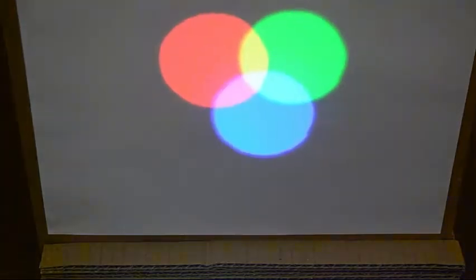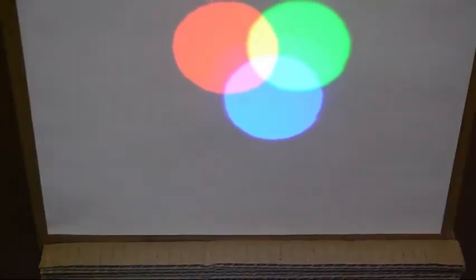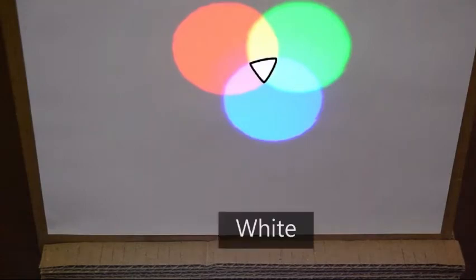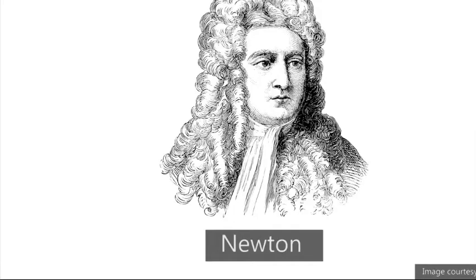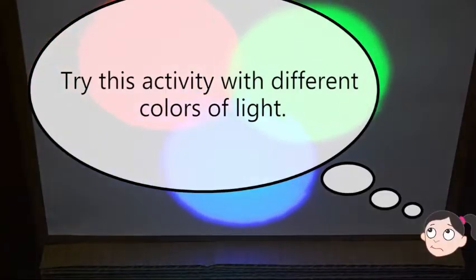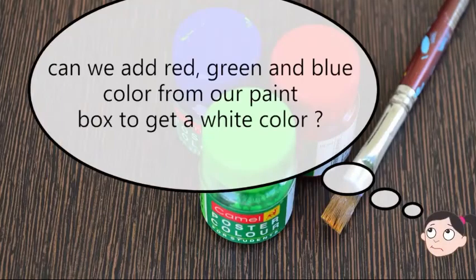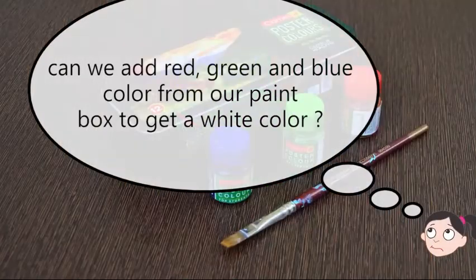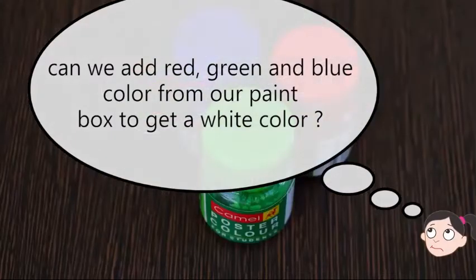If we add a third color to it, that is blue, the resulting color changes again. Instead of greenish reddish blue or yellowish blue, it is white. Newton is known for his famous work in this area as well. Try this activity with different colors of light. Just like this flashlight activity, can we add red, green and blue color in equal proportion from our paint box and get a white color?